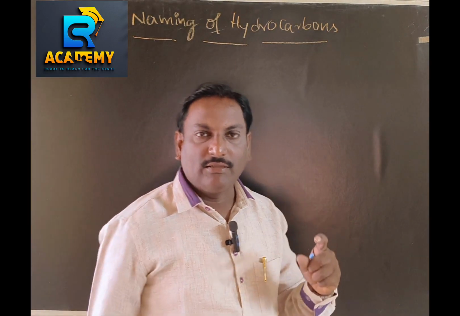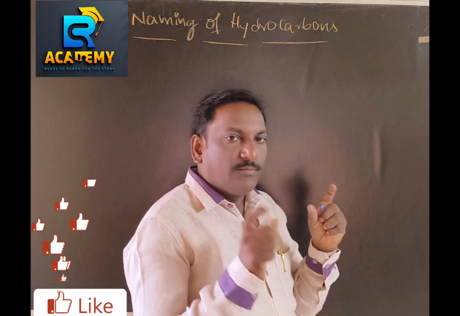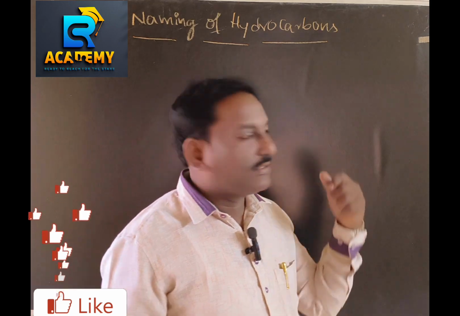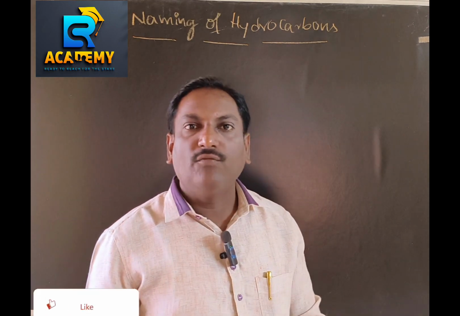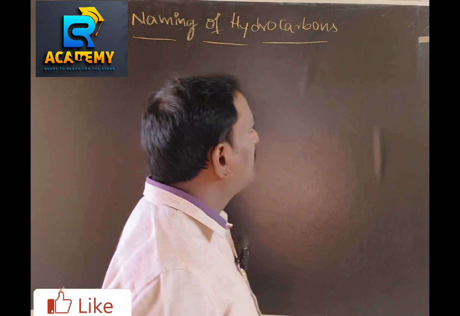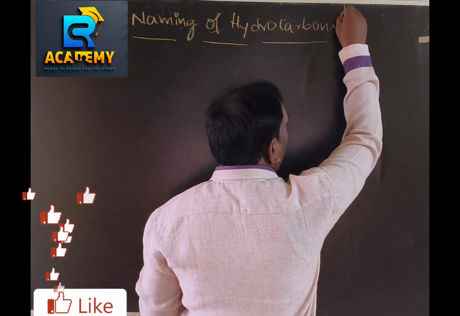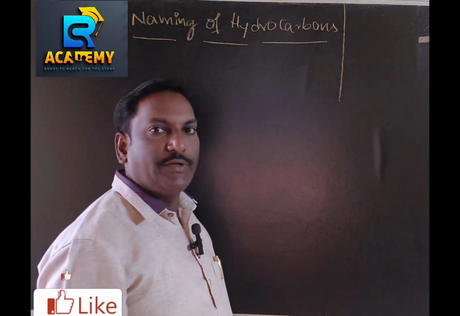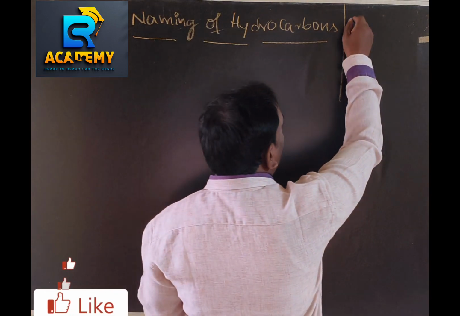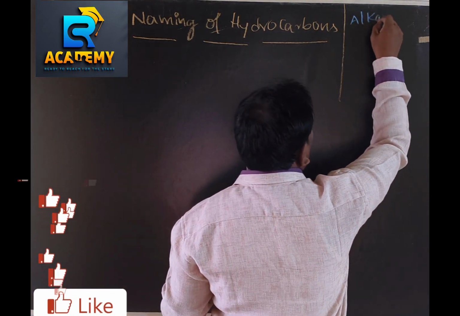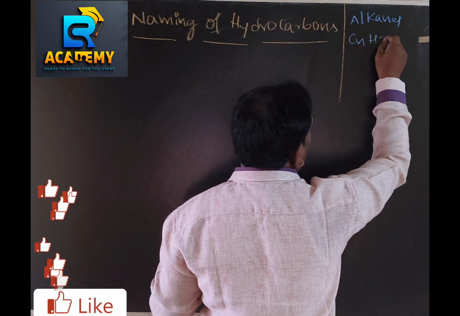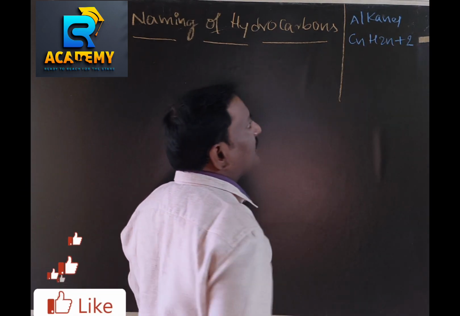Before starting this session, let me give some basic information. What kind of questions you will get regarding naming of hydrocarbons, and what kind of points we need to remember in order to name the hydrocarbons, right? So 3 points or 3 formulas we need to remember in order to name the given hydrocarbon. First, alkanes general formula. What is the alkane general formula? CnH2n+2. Please remember this one.